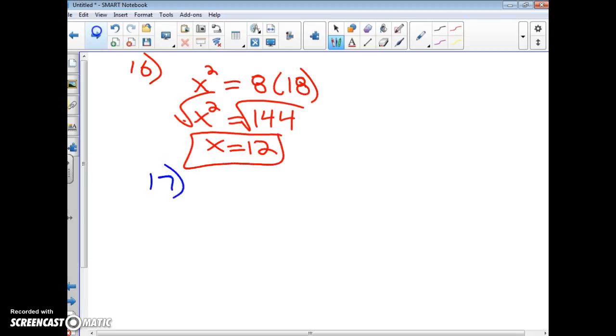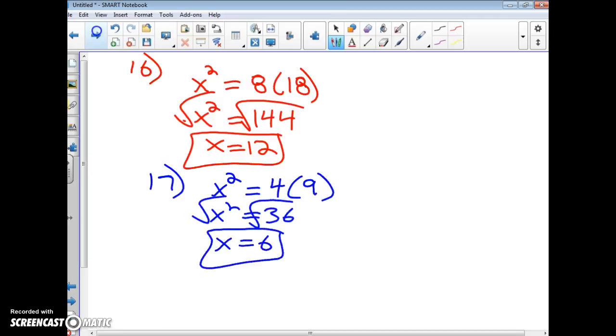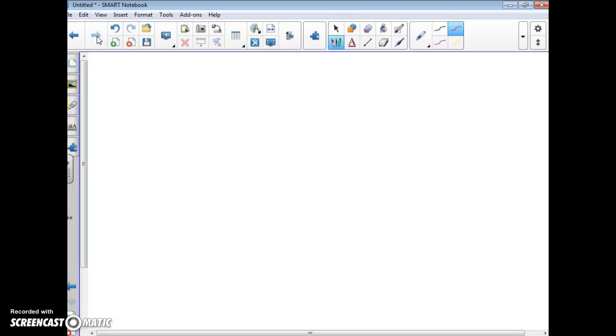Number 17, same property. X squared equals 4 times the length of the entire thing, which is 9. X squared equals 36. Take the square root of both sides and get x equal to 6. Number 18, same property yet again.